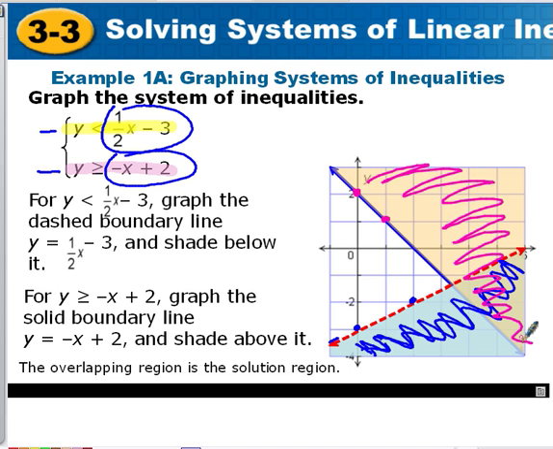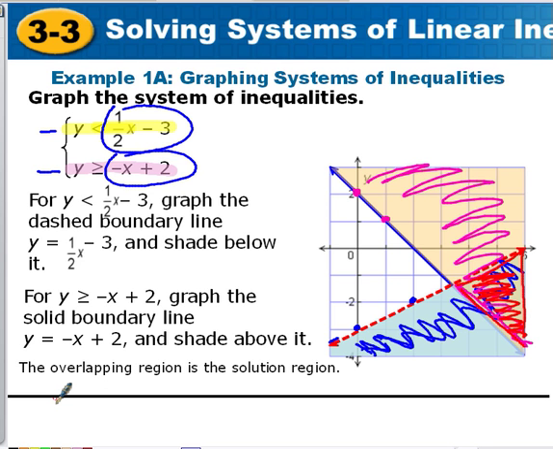And what's our solution? Our solution is going to be this part of the graph. Let me use a different color. This part of the graph where the two actually overlap. So this is our solution region, and it would potentially go on infinitely as the lines extend out. So the overlapping region is the solution to that system of inequalities.